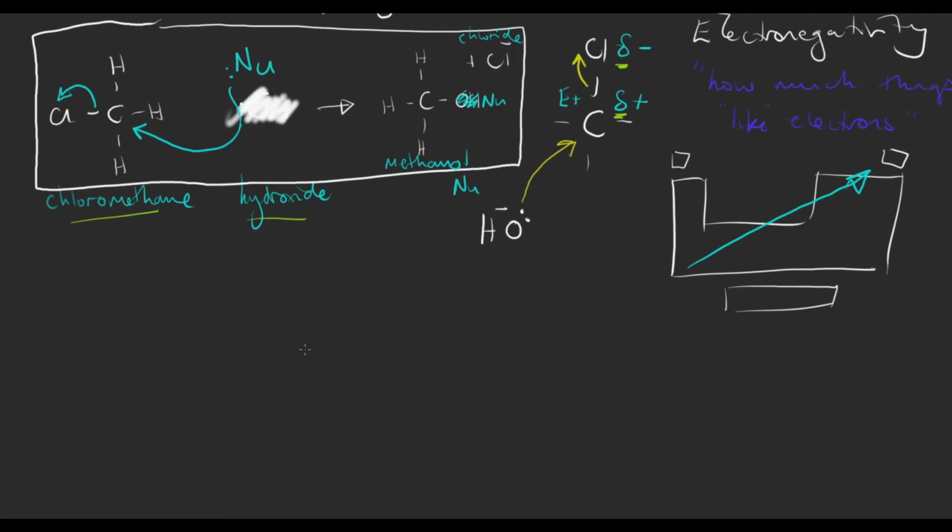So I'll show you the same thing, but I'll show it using skeletal formula, and I'll show it using a different nucleophile and a different electrophile. So instead of chloromethane, we're going to go with one that we talked about earlier, which is bromopropane, 2-bromopropane. And we're going to react that with one of the other nucleophiles that you need to be aware of, which is cyanide.